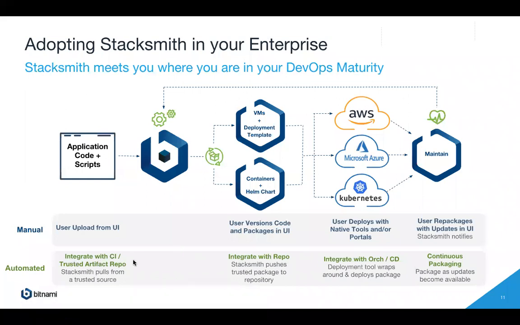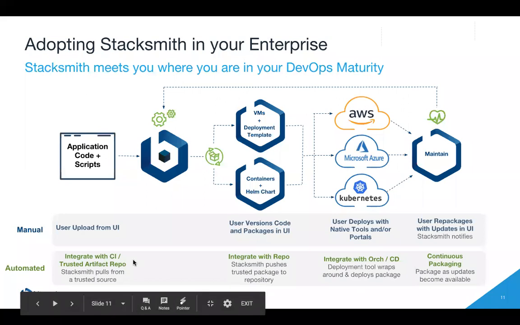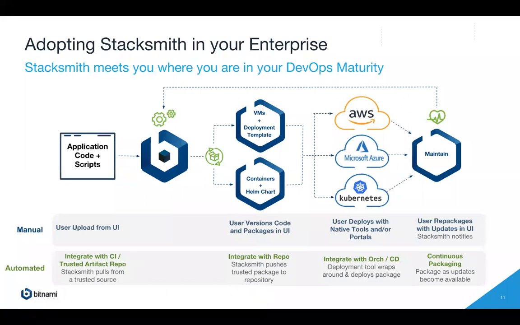If you have more automation in your pipeline, we can also help integrate with that. So for example, the code doesn't necessarily have to be uploaded from our UI. We can pull it directly from your continuous integration tool, or from assets from a trusted artifact repository, such as Artifactory. For example, the build scripts that you're using to configure your application, you may put those first in Artifactory and have Stacksmith pull those directly.